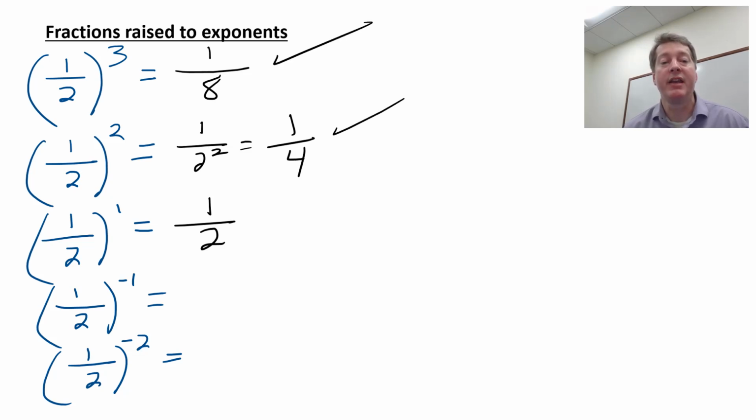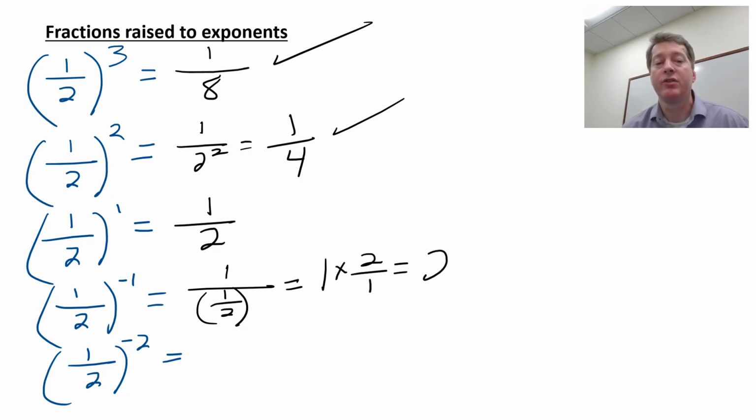How about 1/2 to the negative 1? So that is 1 over 1/2 to the positive 1. It's 1 over 1/2. Well, dividing by a fraction, remember that? That's the same as multiplying by the reciprocal of the fraction, the flipped over version of the fraction. So that is 1 times, not 1 over 2, but 2 over 1. That is 2. So 1/2 to the negative 1 is 2.